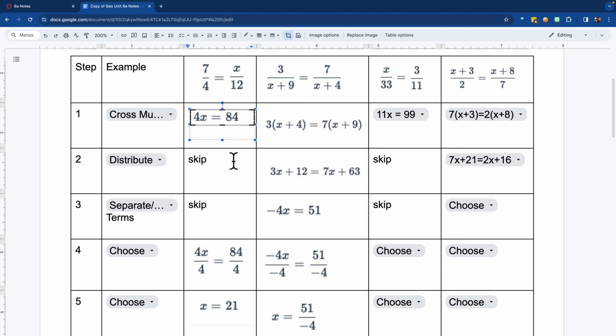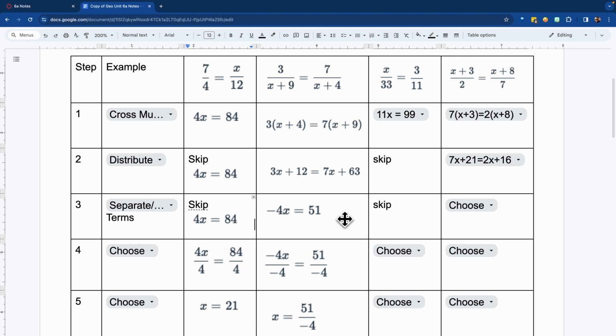So I'm going to take that, crop it a little bit, and copy and paste it because it's still the same. Nothing changed in that first example. But over here, I would need to subtract 3x from both sides or subtract 7x from both sides, and subtract 12 from both sides or subtract 63 from both sides.